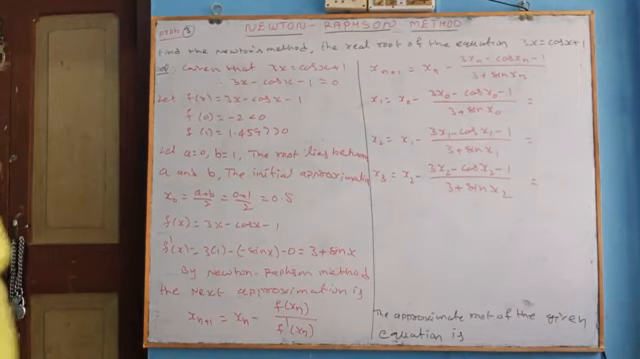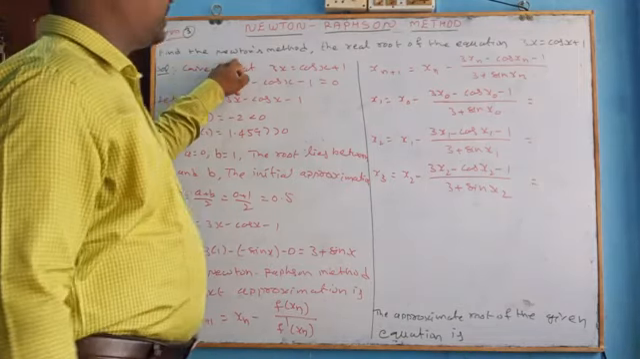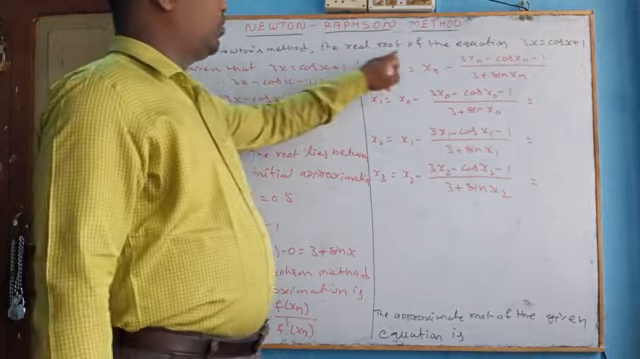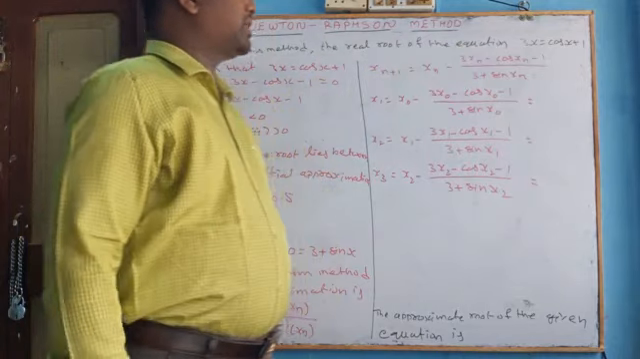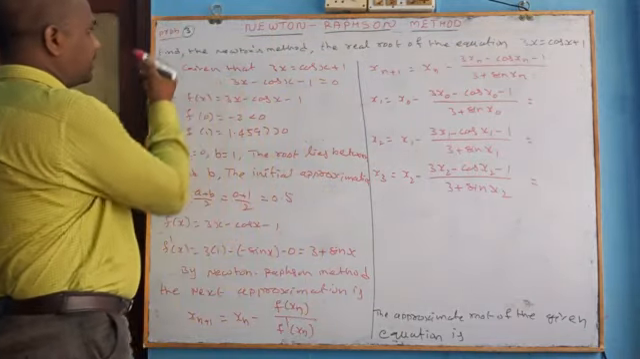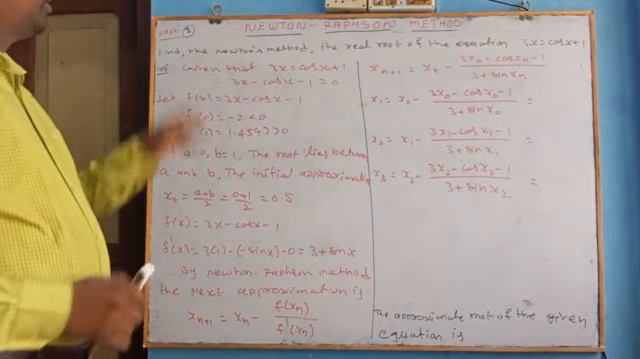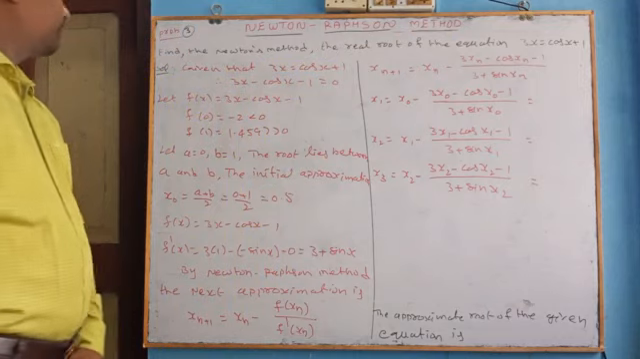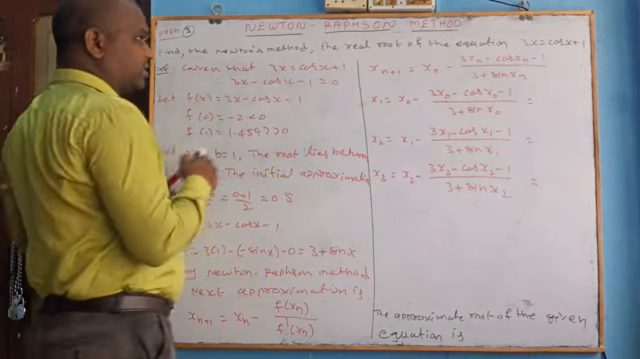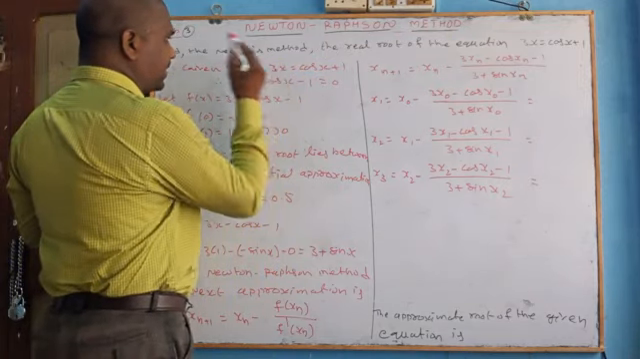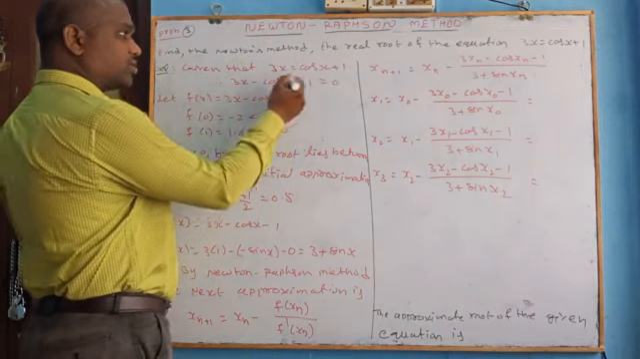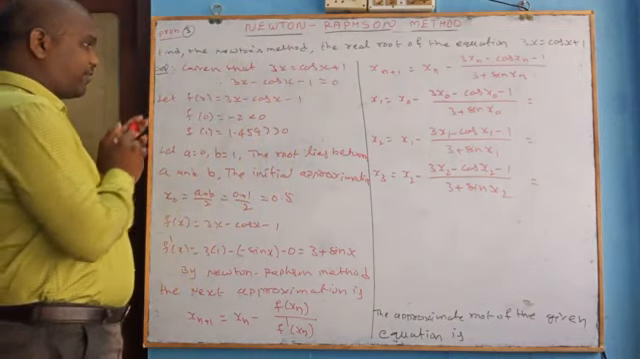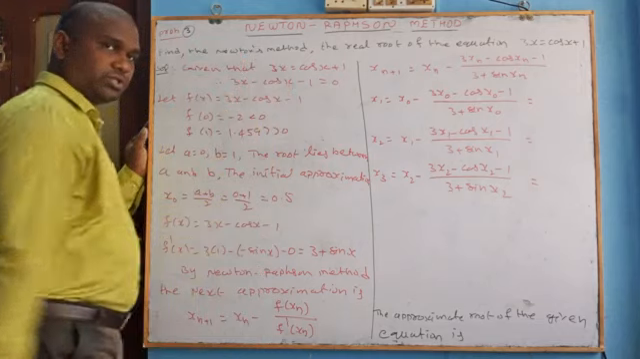So next problem, third problem: find the real root of the equation 3x = cos x + 1 using Newton's method. Given that 3x = cos x + 1, then 3x minus cos x minus 1 is equal to 0. Let f of x equal 3x minus cos x minus 1.